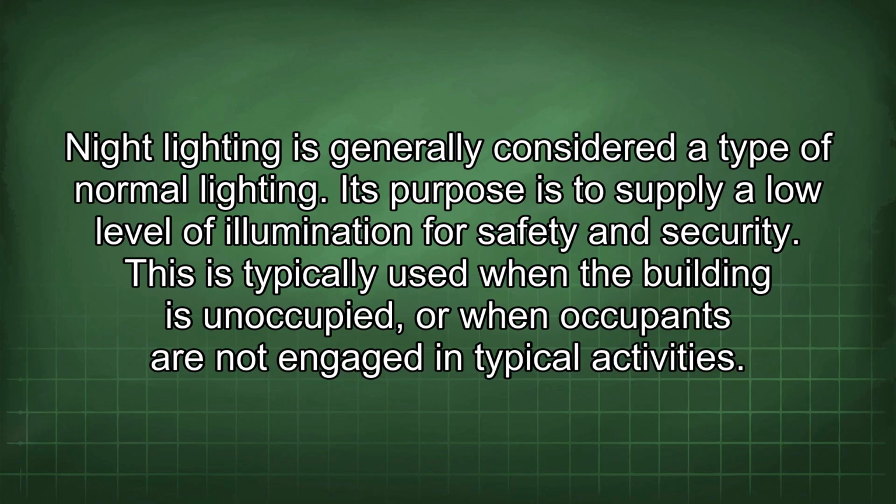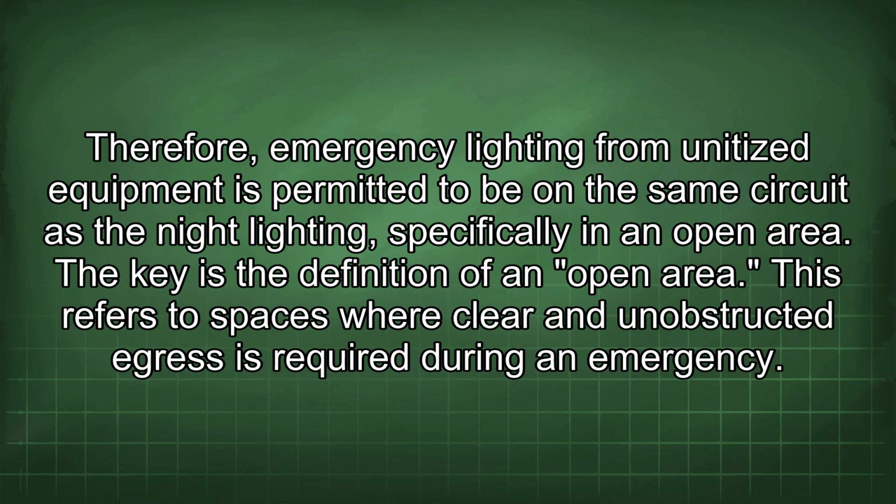Its purpose is to supply a low level of illumination for safety and security. This is typically used when the building is unoccupied or when occupants are not engaged in typical activities. Therefore, emergency lighting from unitized equipment is permitted to be on the same circuit as the night lighting, specifically in an open area. The key is the definition of an open area.